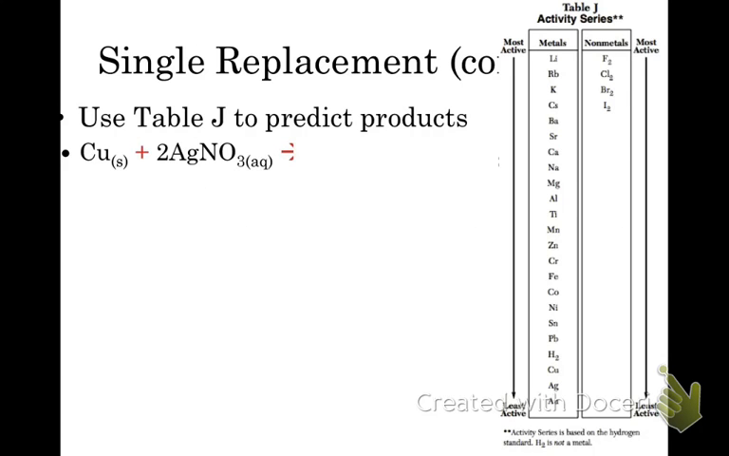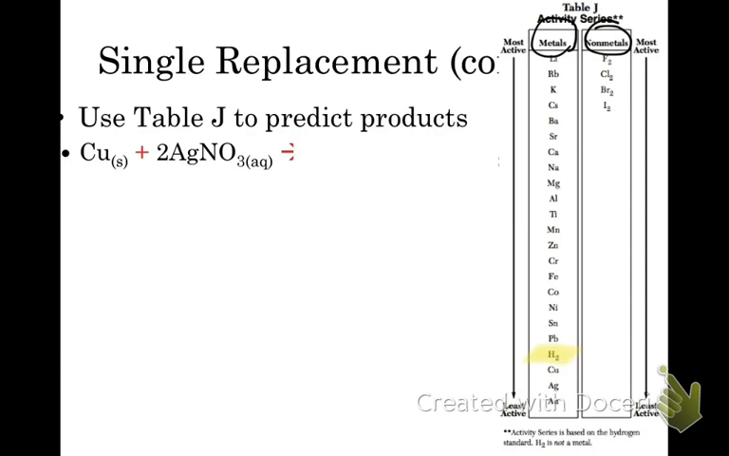We actually use table J to do this, so make sure you have table J out as well. We're going to check to see if these single replacements actually occur. So the way we have table J set up, the most active metals are at the top, the least active are at the bottom. And they're all based off of hydrogen, which we know isn't a metal, but in this case, we know that it's based off that hydrogen standard. So the metals are on the left-hand side, non-metals on the right-hand side.